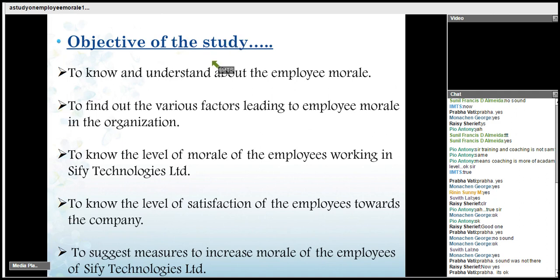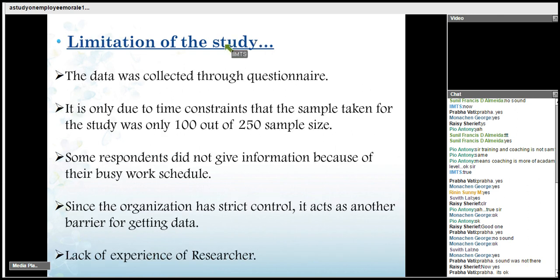The objective of the study is to know and understand employee morale, to find out the various factors leading to employee morale in the organization, to know the level of morale of the employees working in CFI Technology Limited, to know the level of satisfaction of the employees towards the company, and to suggest measures to increase morale of the employees of CFI Technologies Limited.